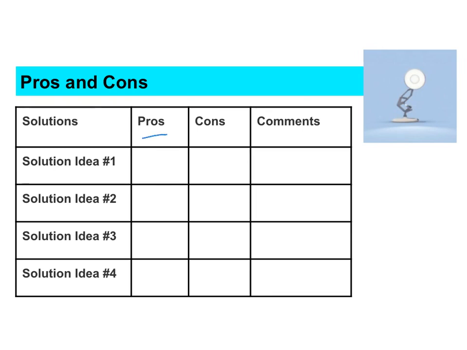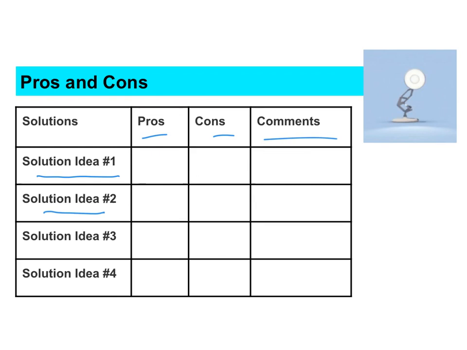You have your pros, your cons, and your comments. You pick solution idea number 1, list some of the pros, cons, and comments. List solution number 2, pros, cons, and comments, and it's a nice visual way to see the pros and cons of each design idea you've come up with. While a pro-con chart is a valuable tool when evaluating product design, it can be used to help you make other decisions as well.